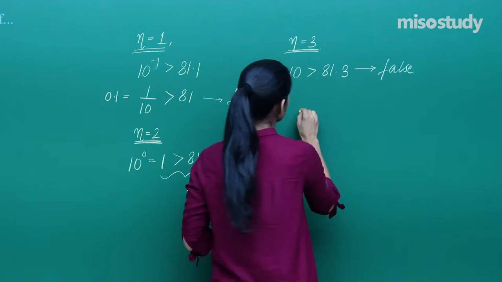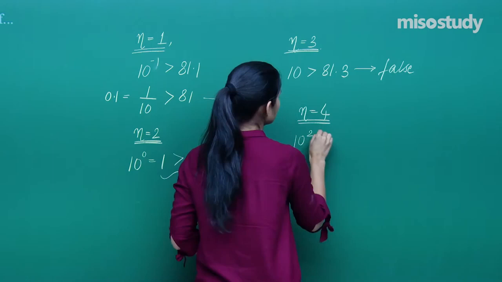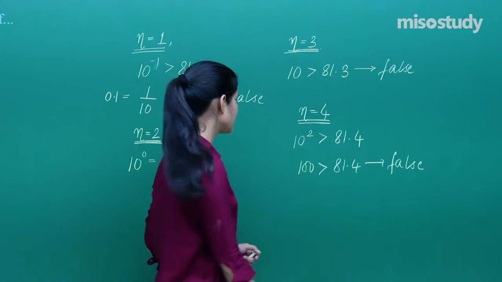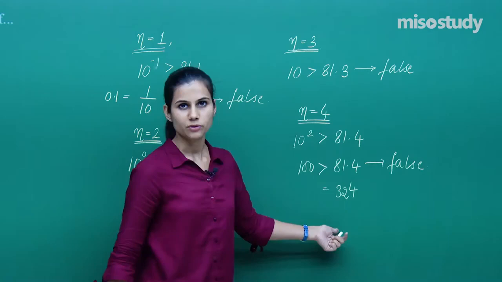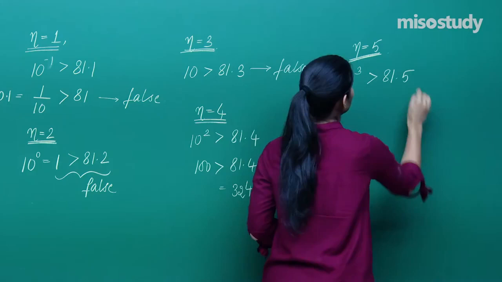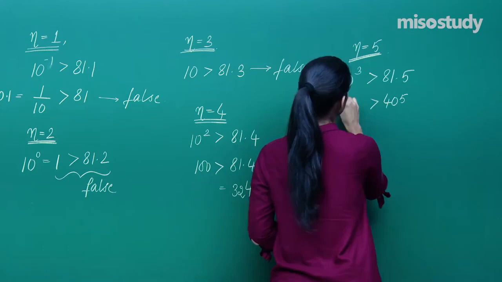For n equals 4, let's see. 10 to the power 4 minus 2, that is 10 squared, 100, is greater than 81 into 4. Again false. This is nothing but 324, and 100 is not greater than 324. For n equals 5, you have 10 to the power 5 minus 2, that is 10 cubed, which is 1000, is greater than 81 into 5, which is 405. Yes, this is true.